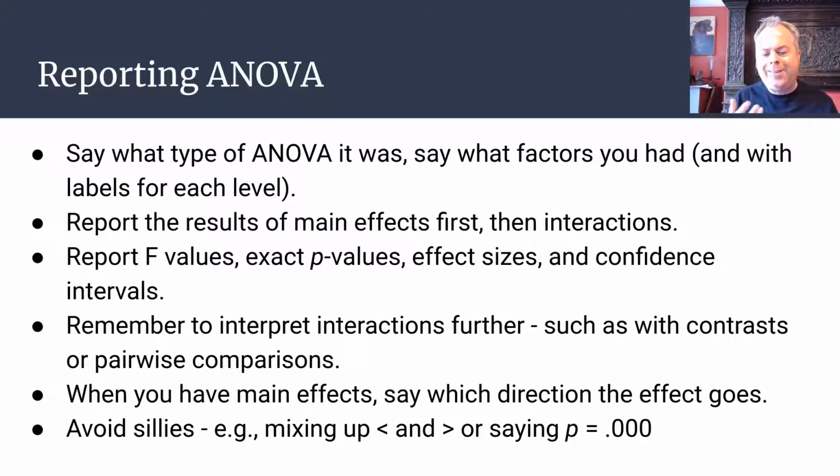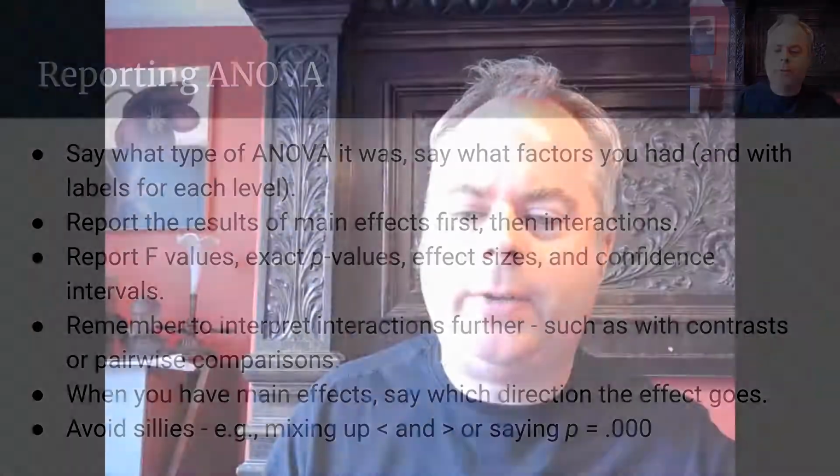And avoid making silly mistakes, which I see people make quite regularly, which is mixing up symbols for less than and greater than, or writing that p is equal to 0.000, which is just a rounding error that you're getting in your output. P can never equal 0.000. If you get in your output p is equal to 0.000, what it's really telling you is that p is less than 0.001. So just avoid those little mistakes when you're writing up.